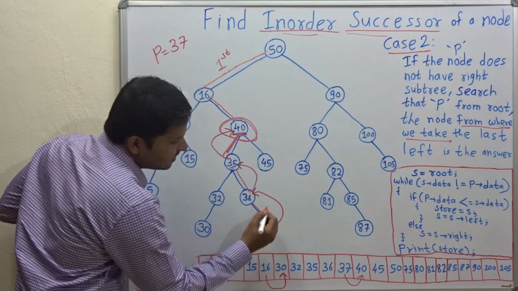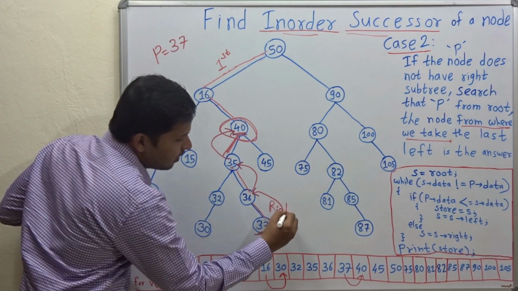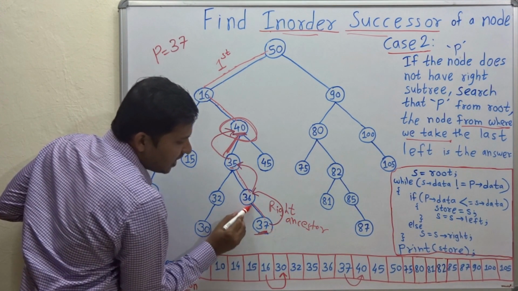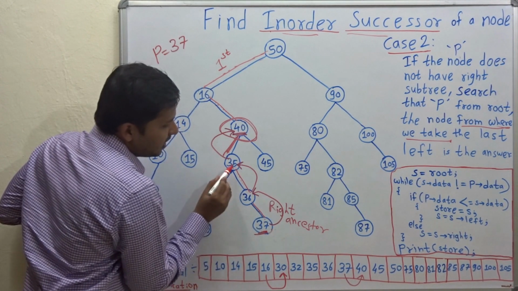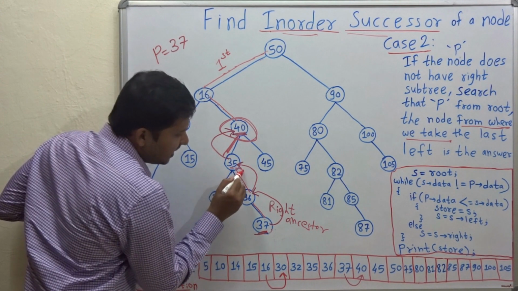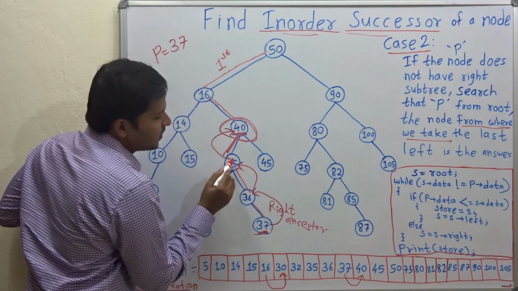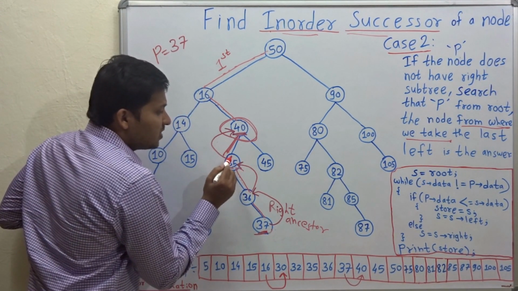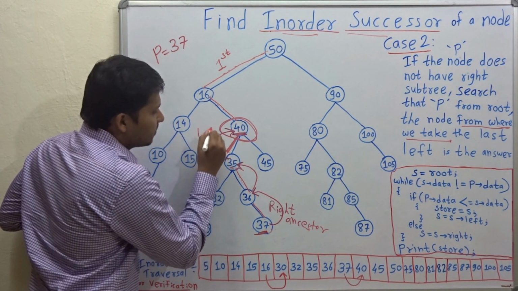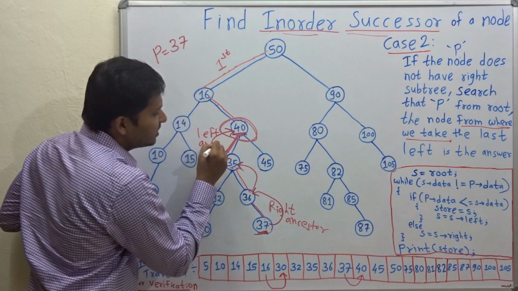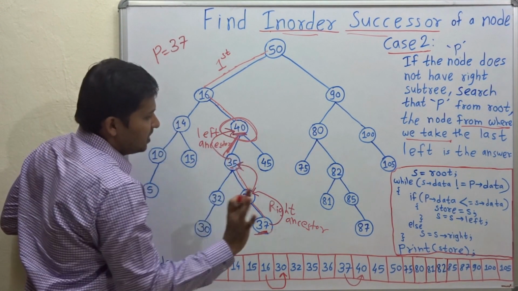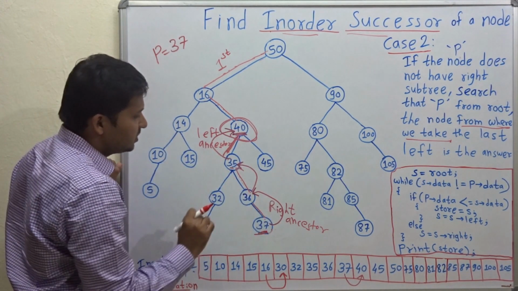See, here right ancestor means what I mean is that 37 is the right child of 36. Again, 36 is the right ancestor means 36 is the right child of 35. And for 35, 40 is the left ancestor. Left ancestor means what? 35 is the left child of 40. That is what I mean by these terms.